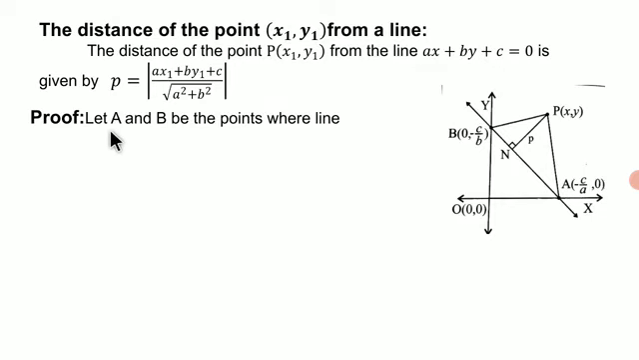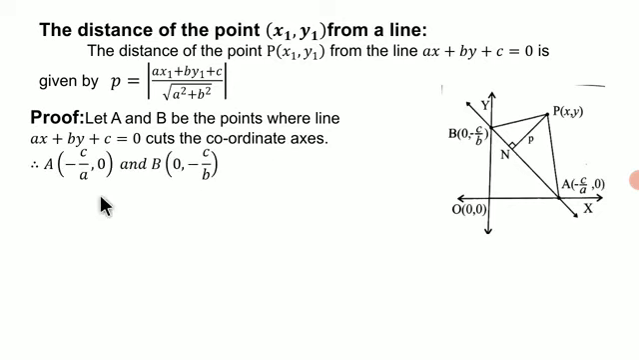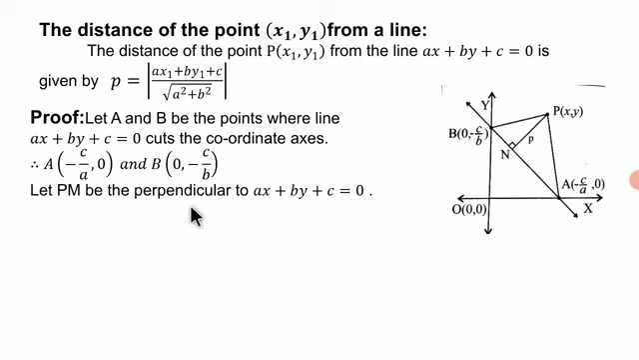And so in the proof we assume let A and B be the points where the line ax plus by plus c is equal to 0 cuts the coordinate axes. Therefore we get A is equal to (minus c upon a, 0) and B is (0, minus c upon b). Let PM be the perpendicular to the line and PM is equal to p.